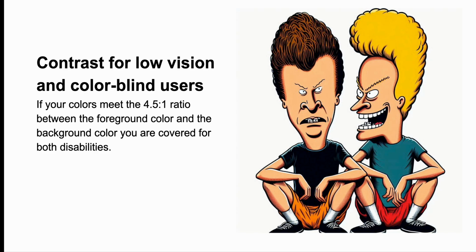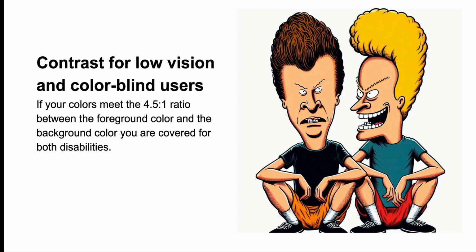So the big thing is contrast in colors. If you cover the contrast correctly, you're covering it for both low vision and colorblind users. If you meet that 4.5 to 1 ratio, which is the web standard for WebAIM, then you're going to be able to serve people who have low visibility and also issues with color blindness with certain combinations. So as long as you hit that contrast ratio, you're good to go.